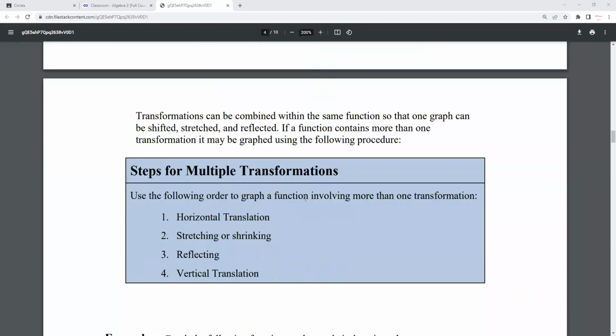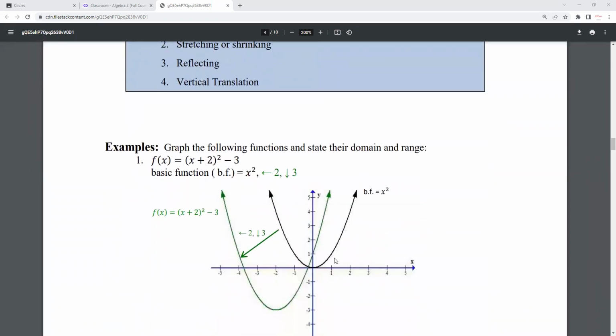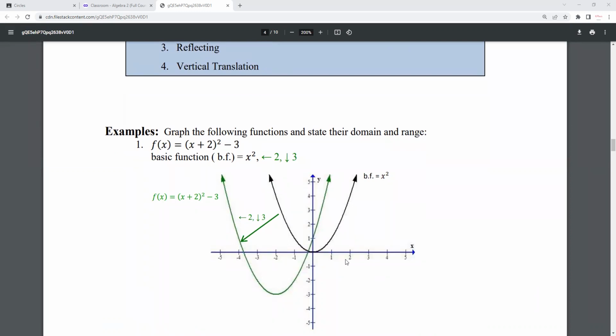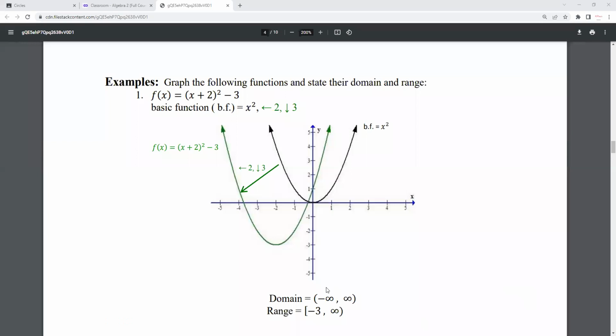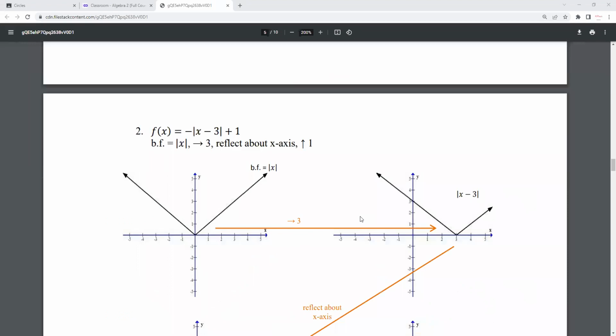Just read through this guide, look at the graphs and look at the function and say, oh, okay, I can tell, it even shows examples here. Oh, I can tell what changed. Okay, this went down 3 units and then it went to the left 2. That's all it did, right? It even tells you there. So look at the examples and take notes.